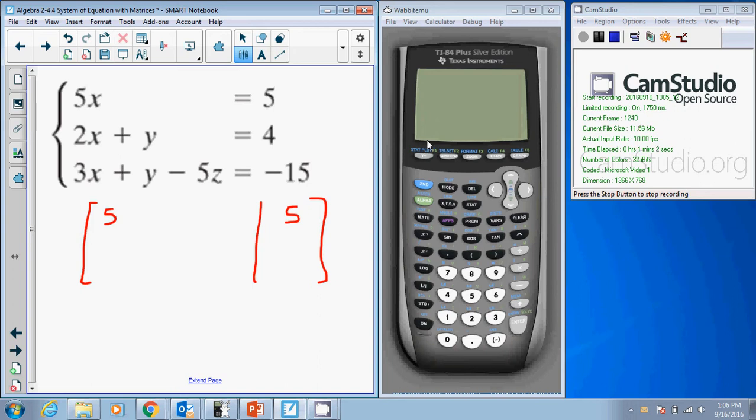And I go to the next equation. So the coefficient in front of the x is 2. The coefficient in front of the y is 1. There's a little space, and then after the equal sign is a 4. And then my last equation, my coefficients are 3, 1, -5, and -15.